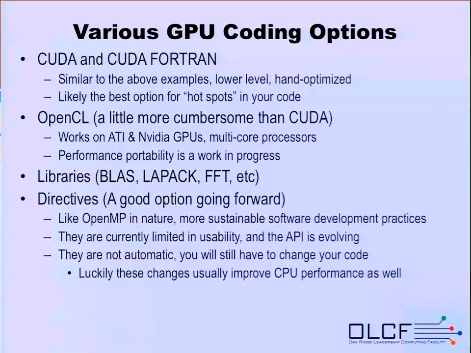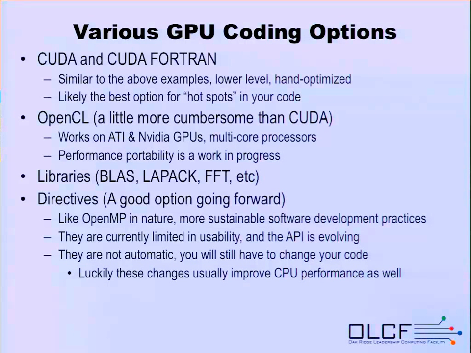So directives, I think, are a pretty good option. With GPUs, the directives are mainly going to be called OpenACC, and it's a lot like OpenMP in nature. It's a more sustainable software development practice. Why? Because you don't have to maintain two sources. With CUDA, you actually have to maintain two different sources, so you better hope that they're not developing it too heavily. We also had to find that out the hard way.